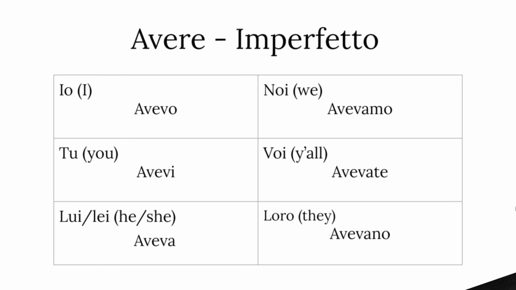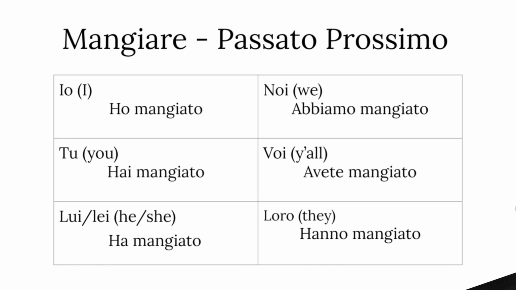Imperfetto. Io avevo. Tu avevi. Lui, lei aveva. Noi avevamo. Voi avevate. Loro avevano. Watch out the accent. Avevano. Okay? The verb to eat, a very important verb in the Italian culture.